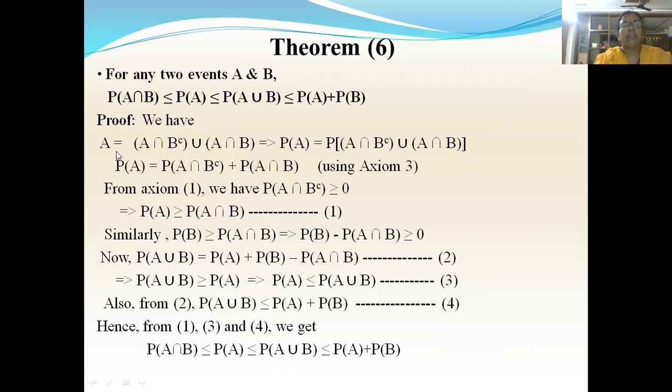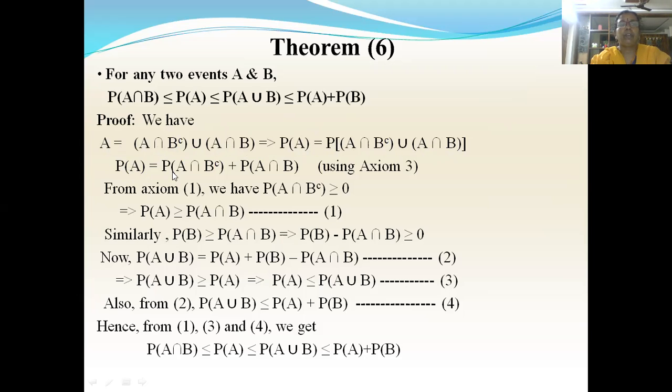Now to prove this, we know that A is equal to A intersection B complement union A intersection B. We have taken this in the previous theorems also, which we have discussed in this session. So A, I can write as A intersection B complement union A intersection B. Now taking probability on both sides, I'll get P of A is equal to P of A intersection B complement union A intersection B.